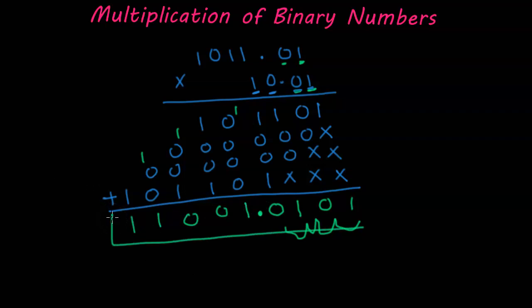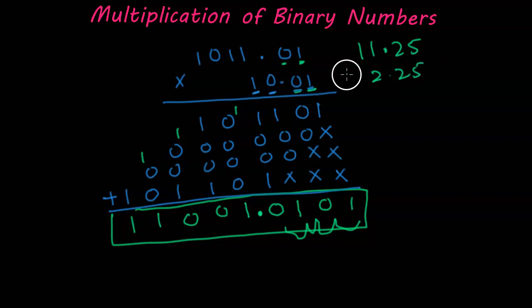So my answer is 11001.0101. And to check if our answer is correct, 1011.01 in decimal is 11.25 and 10.01 is 2.25. So if you multiply 11.25 into 2.25, you get 25.3125. And to check if your answer is correct, let's convert this into decimal. So what do we have?